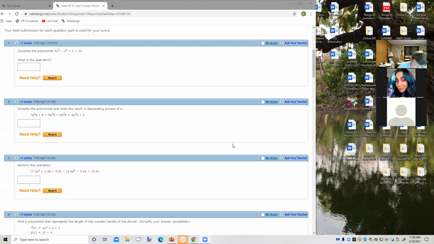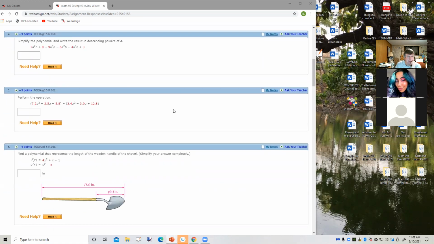So take a look at problem number 1. Consider the polynomial 4x cubed minus x squared plus x plus 10. What is the leading term? It's the highest powered term, right? So it'd be 4x cubed. Any questions about that?